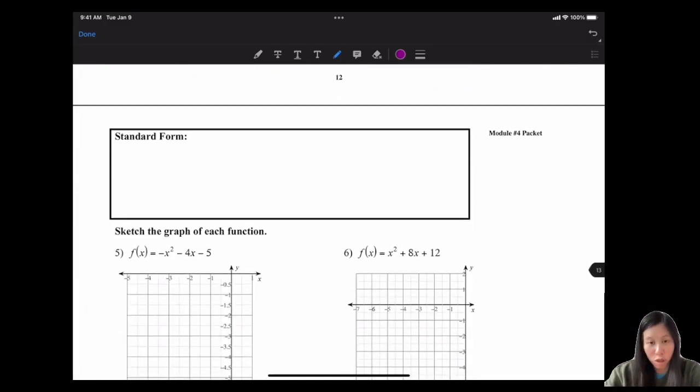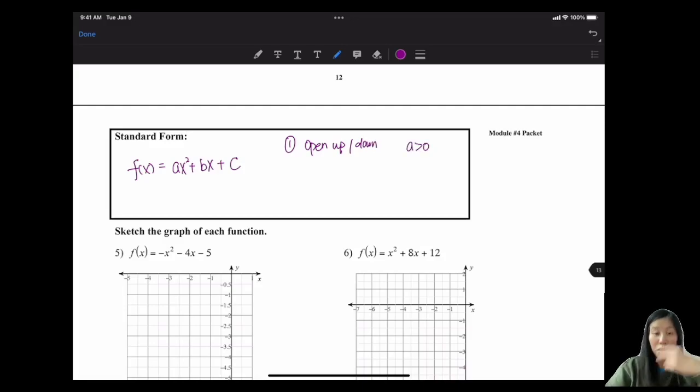Okay, so standard form. Standard form, we have f(x) equals ax squared plus bx plus c. So for standard form, we can find a couple of things. First, if the graph is open up or open down, that's determined by a. If a is greater than 0, it's going to be open up. If a is less than 0, it's open down.